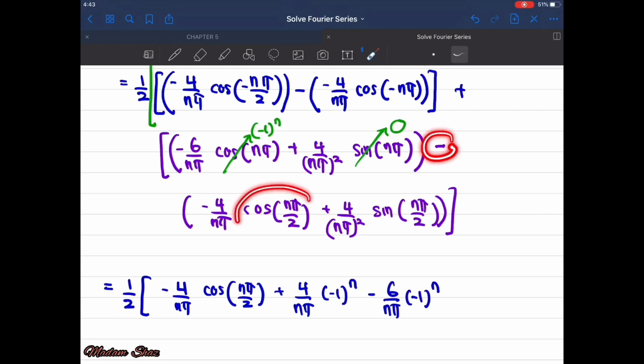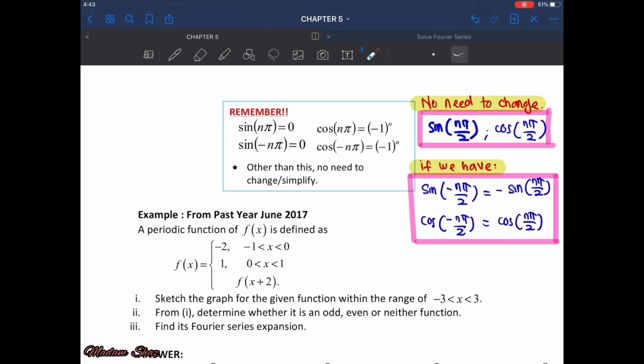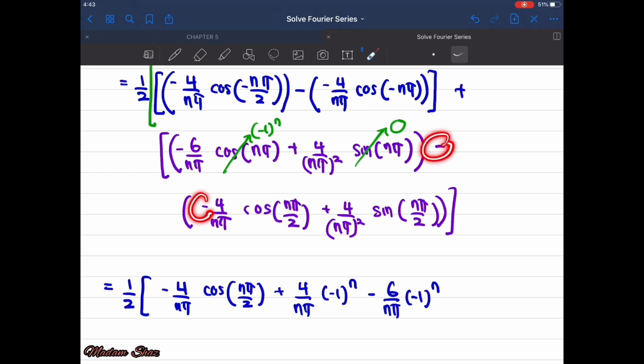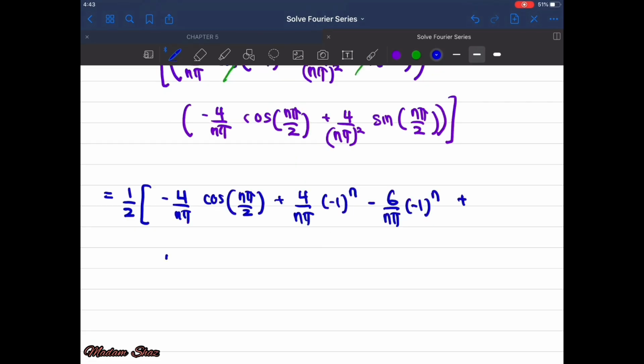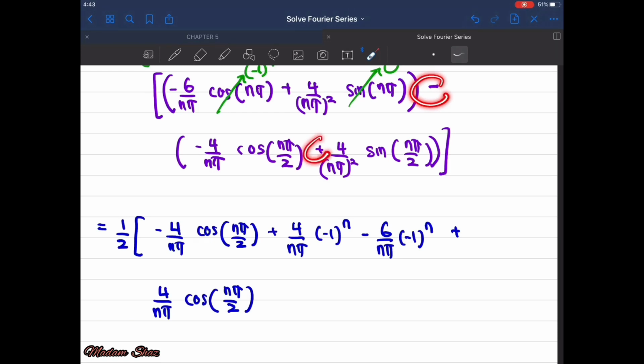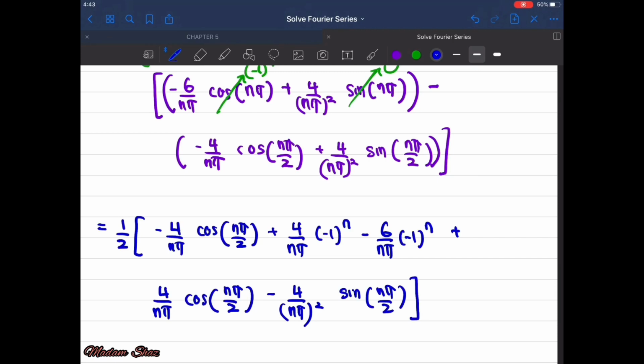Minus with cos n pi over 2. So for the cos n pi over 2, there is nothing to change. So this one minus minus will become plus 4 over n pi cos n pi over 2. Minus plus will become minus 4 over n pi square sine n pi over 2. There is nothing that you have to change. So sine n pi over 2. So close the big bracket.